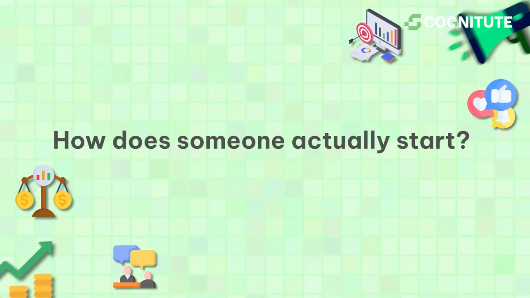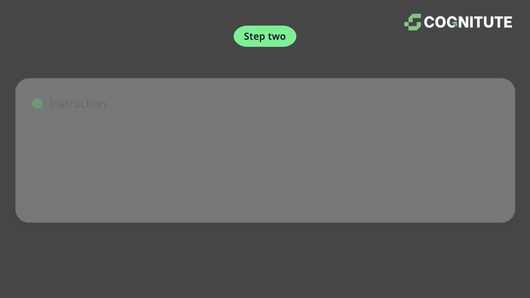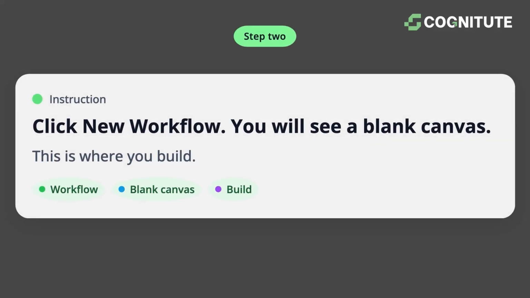So how does someone actually start? Walk me through it. Step 1. Go to n8n.io. Create a new account, cloud version, nothing to install. So you are in. Now what? Step 2. Click new workflow. You will see a blank canvas. That is where you build.